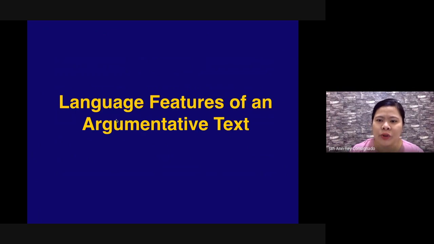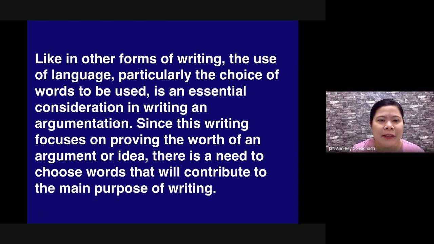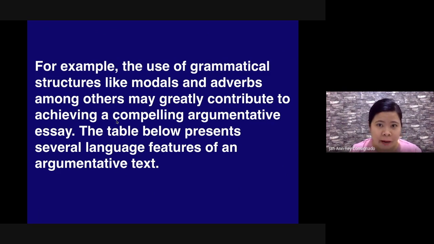Now, language features of an argumentative text. Like in other forms of writing, the use of language, particularly the choice of words to be used, is an essential consideration in writing an argumentation. Since this writing focuses on proving the worth of an argument or idea, there is a need to choose words that will contribute to the main purpose of writing. For example, the use of grammatical structures like modals and adverbs, among others, may greatly contribute to achieving a compelling argumentative essay. The table below presents several language features of an argumentative text.